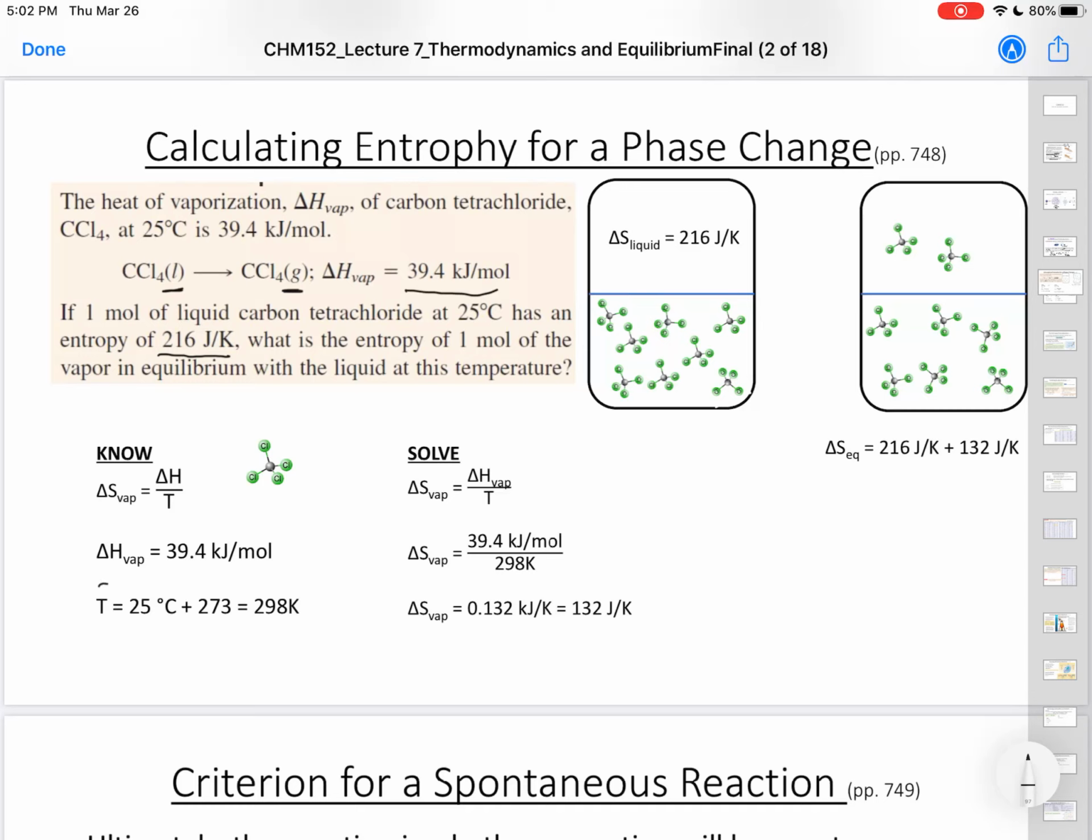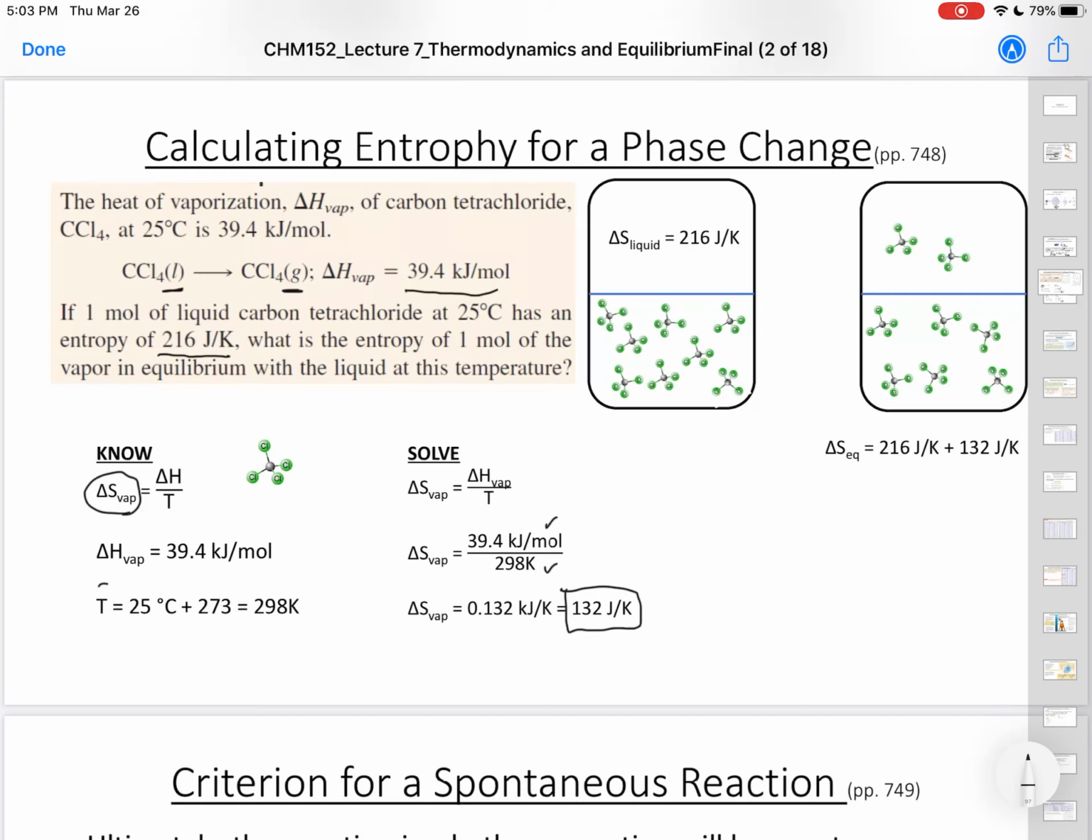So really, you know that when it's in equilibrium, delta S is equal to delta H over T, okay? So really, delta H is equal to 39.4 kilojoules per mole, and T is 25 degrees Celsius. Of course, we're going to change it to Kelvin by adding 273, okay? So really, we need to solve for delta S here, okay? To solve, we're just going to stick in our delta H and our T, and we get delta S, or the entropy value for this process of vaporization, is 132 joules per Kelvin.